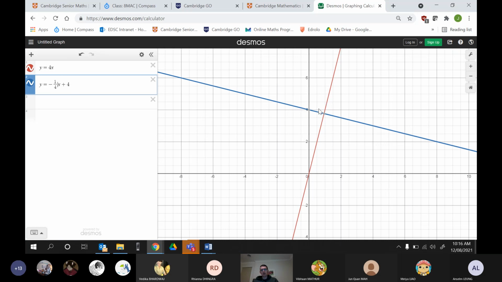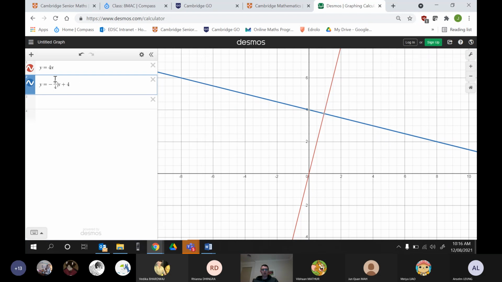That is actually now perpendicular, and it needs to be negative because this is a positive gradient. That's got a negative gradient. If you think about it, if this goes up 4 and across 1, well, this would need to go then across 4 and up 1. Now they're actually in unity, being perpendicular to each other.